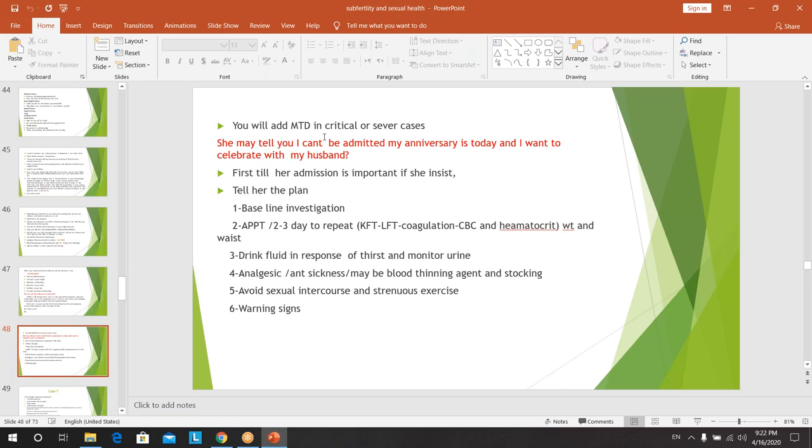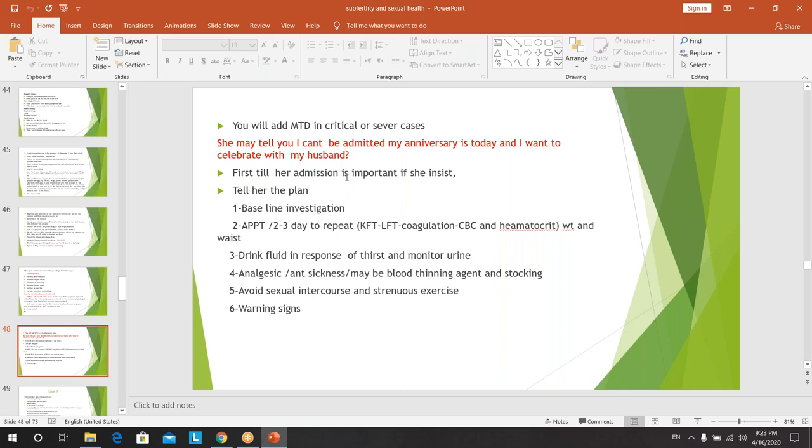Some points from the Green-top guideline. You can add a multidisciplinary team in the severe and critical cases which need ICU admission. Here, the treatment will be under a group of doctors, a multidisciplinary team. She may tell you, as I asked Dr. Ahmed, I wanted to go home today, because my anniversary is today and I want to celebrate with my husband. Yes, Dr. Ahmed did it very well.